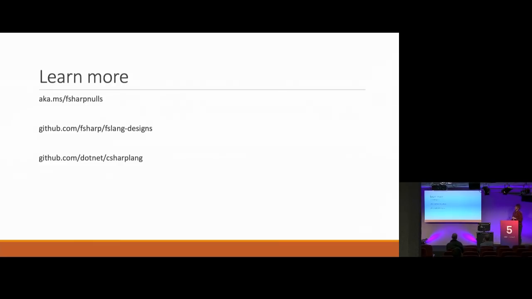So if you're interested in this sort of stuff, certainly on the nulls feature, there are a few links here. The first, this F# nulls link, takes you to our spec today, which, as I'd said, is about 10,000 words. There's a lot to read. There's a lot of code samples. There's a lot of fine little details.